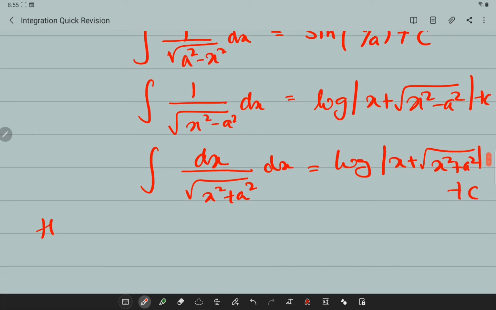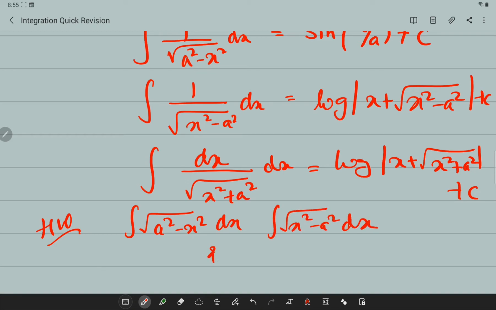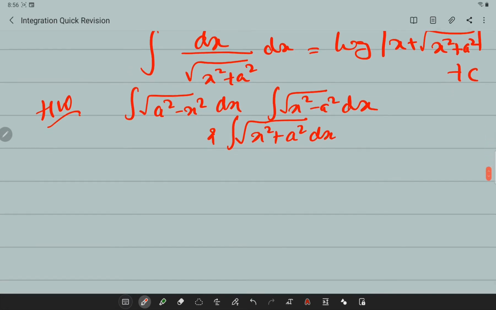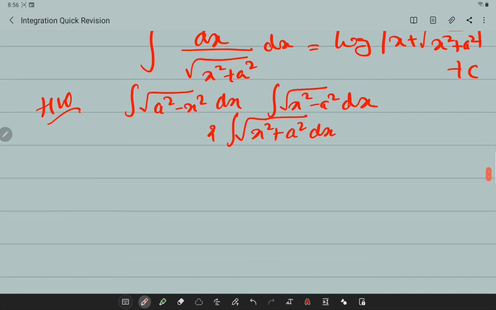Now I am giving you homework of three formulas: integral root over a square minus x square dx, integral root over x square minus a square dx, and integral root over x square plus a square dx, because they are time consuming. So this is your homework. Now let's get into the different forms of integration.